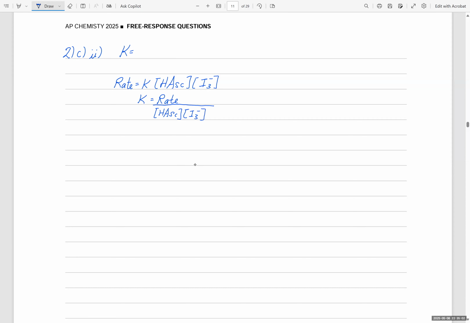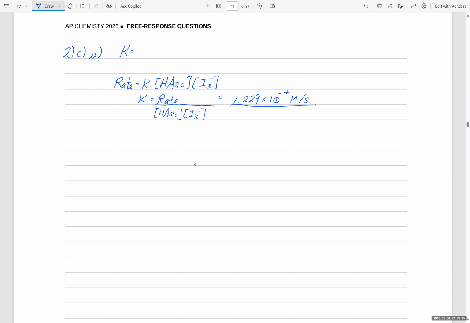Okay, so you do that. And let's plug our values in, shall we? So if you go back to the chart and plug in values for trial number 2, the rate was 1.229 times 10 to the minus 4. And that's going to be what? Molar per second. That was the unit of the rate law.